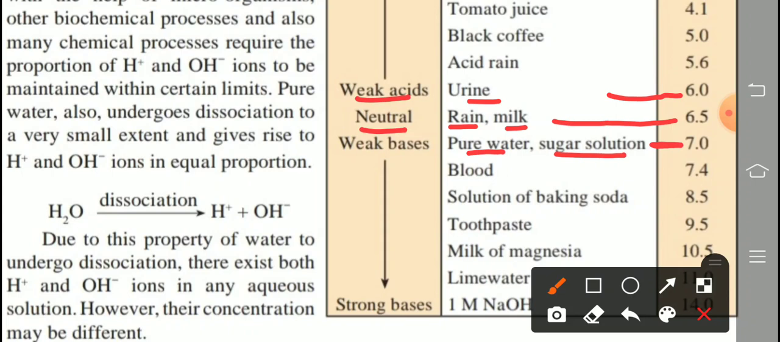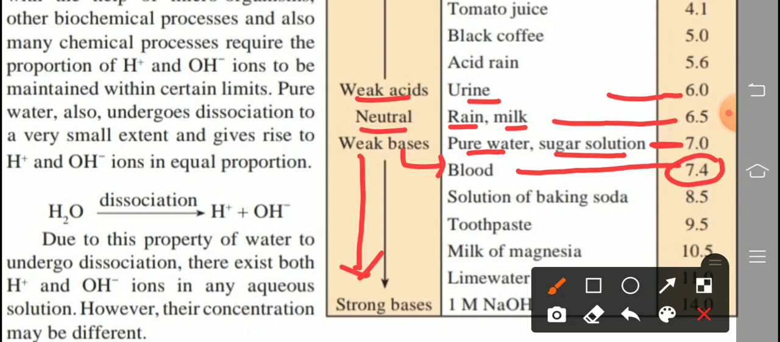Next, weak bases. Start from blood. So what is the approximate pH of our blood? 7.4. So the pH value increases. So what happened? Basicity means the strength of the base increases.